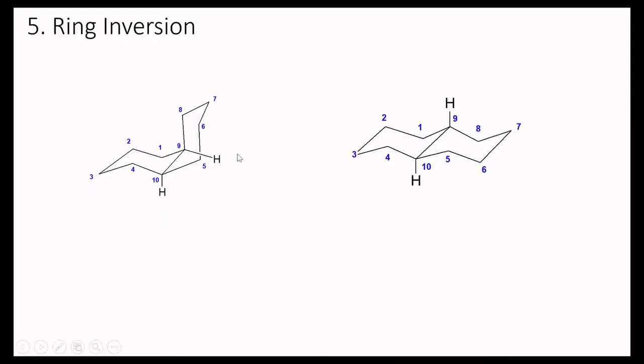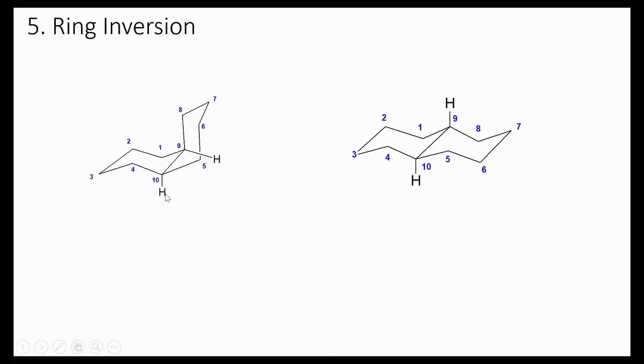Again, this is a separate property. This is something we are going to prove: ring inversion is possible only for cis decalin, with the help of NMR spectroscopy. Now, we are going to talk about the NMR for the protons which are present at the bridgehead carbon atom. Do you remember I told you that cis decalin can undergo ring flipping easily?